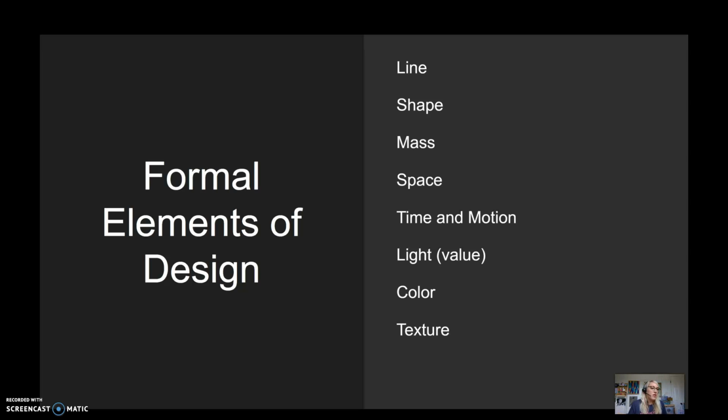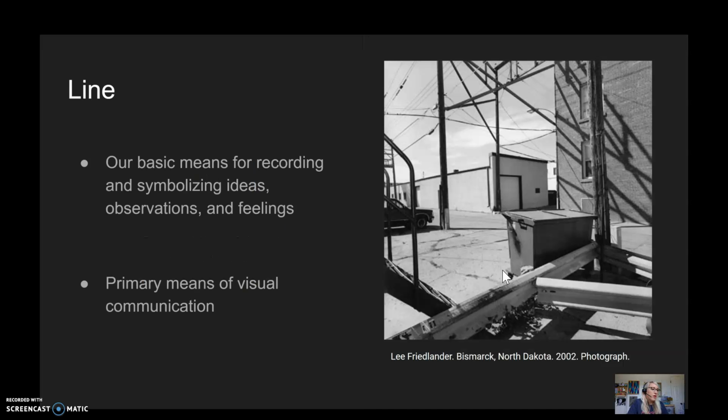So we have the formal elements of design. In your textbook, they call them the visual elements: line, shape, mass, space, time and motion, light, color, and texture. So I wanted to stop there. In your art classes in the past, instead of the word mass, you may have heard the word form. And then instead of light, you may have heard the term value. Okay, so the first one is line.